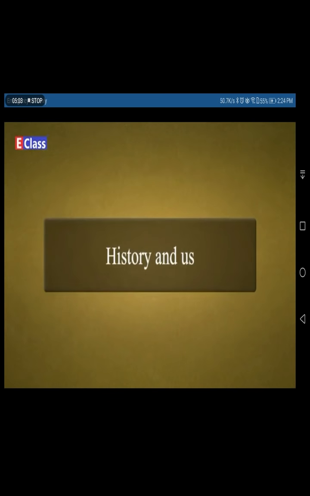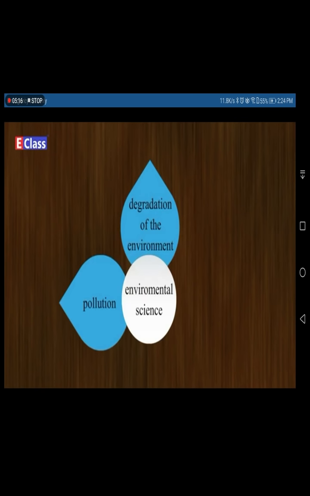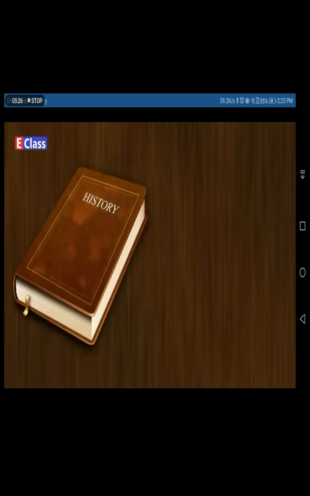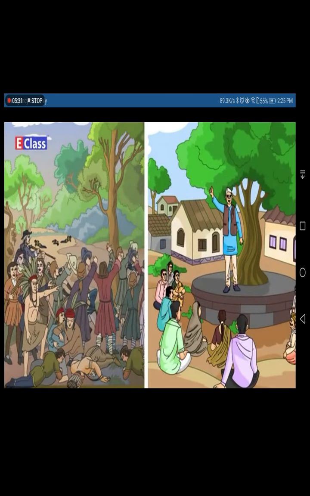History and us. The study of science helps us to find the answers to many questions. For example, environmental science studies the problems of degradation of the environment, pollution, etc., and looks for their solutions. In the same way, every science has its own areas of study. History studies events of the past. Individual or collective actions of human beings have consequences.